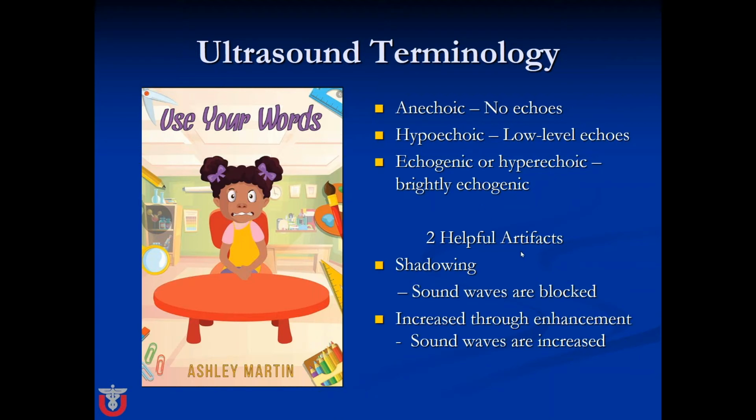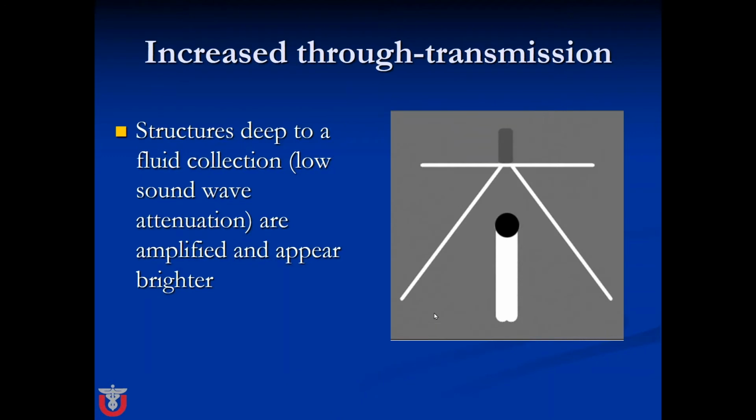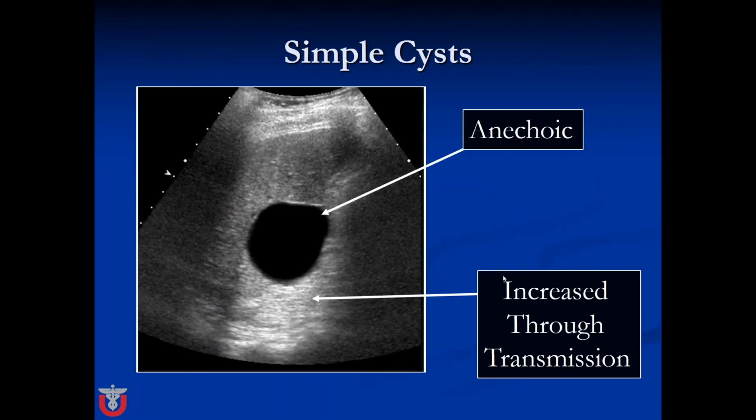Then we have two helpful artifacts. Now, we generally don't think of an artifact as being something helpful, but in ultrasound it is. We have shadowing, where the sound waves are blocked, and we have enhanced or increased through transmission, where the sound waves are increased. So let's see how that works. We'll start with increased through transmission. Here's our ultrasound transducer, here's our beam. It hits a cyst, and the sound beam doesn't get attenuated, and it travels through, and the sound is amplified beyond it. Let's look at an actual example.